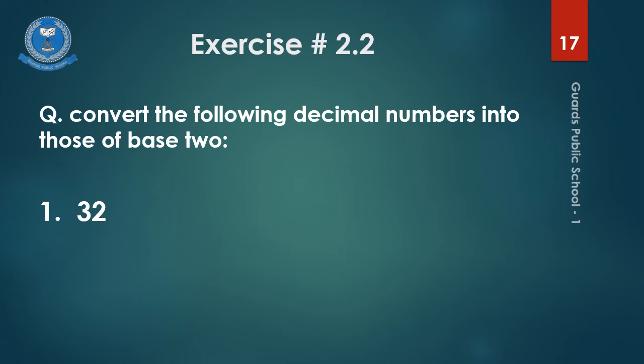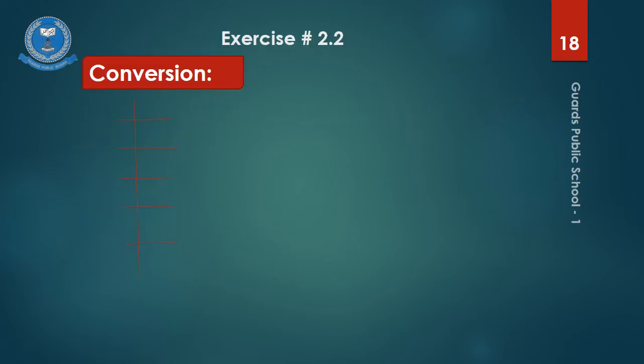So how can we convert decimal numbers into binary numbers? Let's suppose we are given the decimal number 32. In order to convert this 32 into a binary number, we will divide it by 2. Why do we divide it by 2? As we know, binary is the number system with base 2. So, in order to convert a decimal number into a binary number, we divide it by 2.